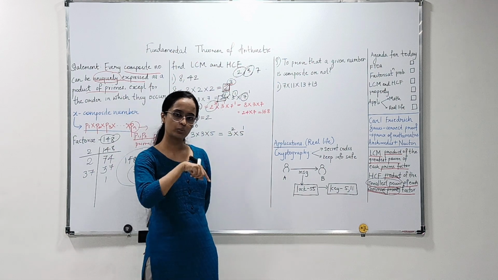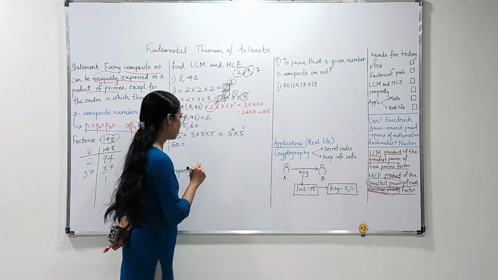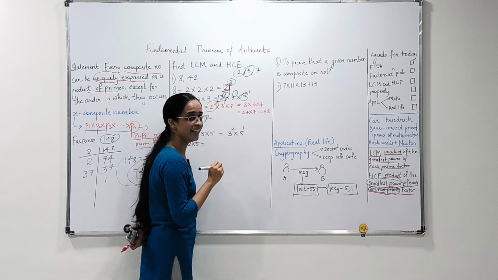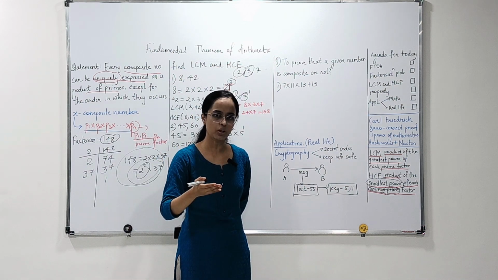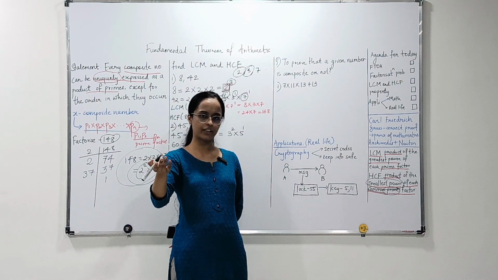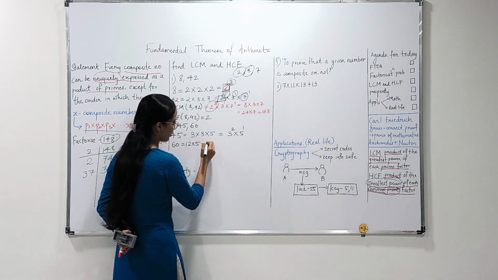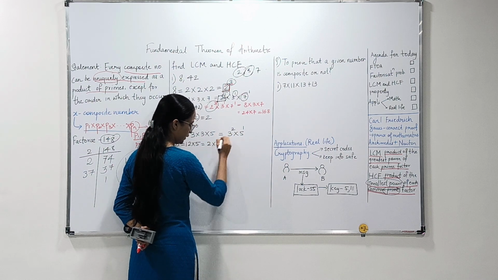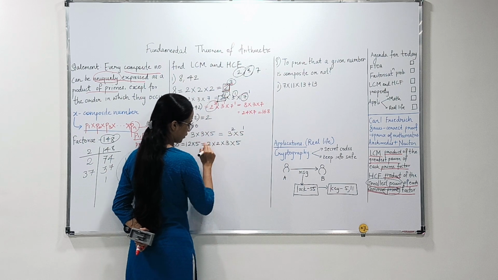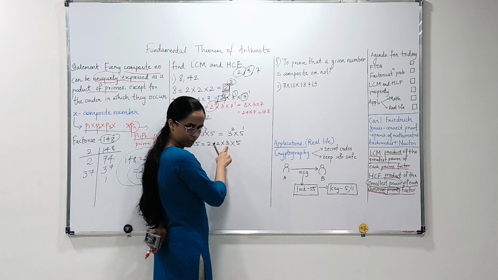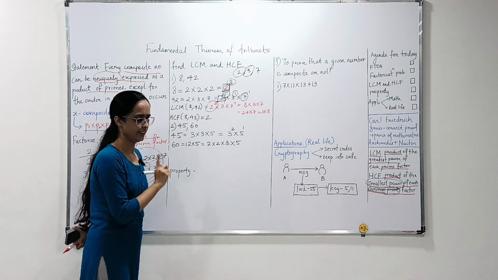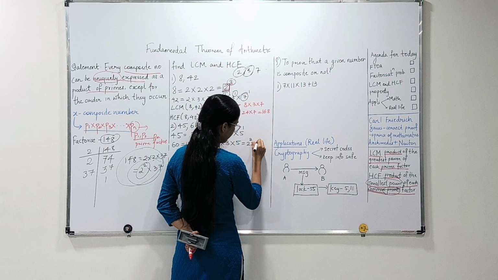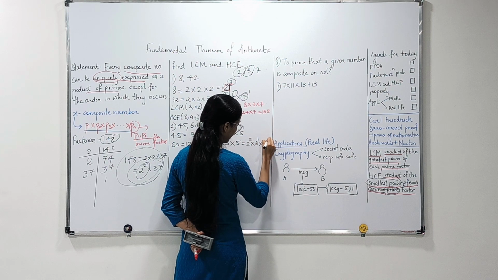60 can be written as 12 into 5, right? But 12 we can write as 6 into 2, where 6 can be further written as 3 into 2. So the prime factorization for 60 is 2 into 2 into 3 into 5. In terms of powers, you can write it as 2 square into 3 raised to 1 into 5 raised to 1.